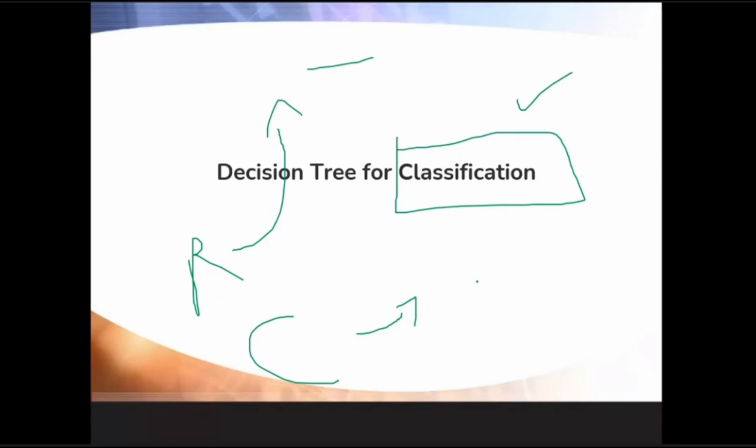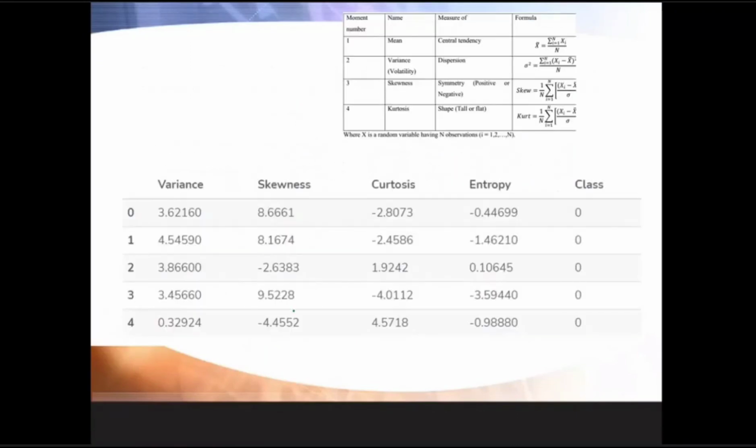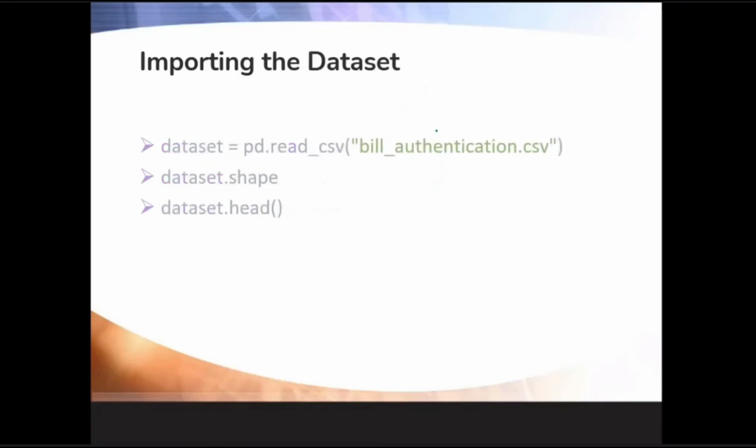Now the same example, a little bit modified for decision tree classification. This is my data set: variance, skewness, entropy, curtosis, as well as the class, whether the student is in class 0 or class 1. Step number 1, I am repeating just fast: importing packages, the same Pandas, NumPy, as well as Matplotlib. Step number 2 is reading the dataset. Here I am reading a different dataset named bill authentication.csv.